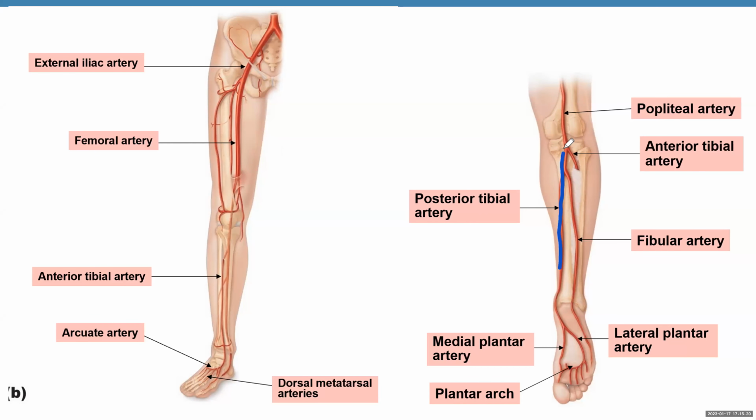One goes all the way down, posterior tibial artery, and another branch goes to the lateral side, called fibula artery. So here we see this anterior tibial reappears on the anterior side, and it becomes what is called dorsalis pedis, and then arcuate artery. And arcuate artery has dorsal metatarsal arteries and digital arteries.